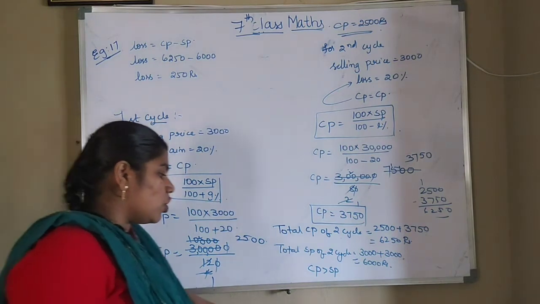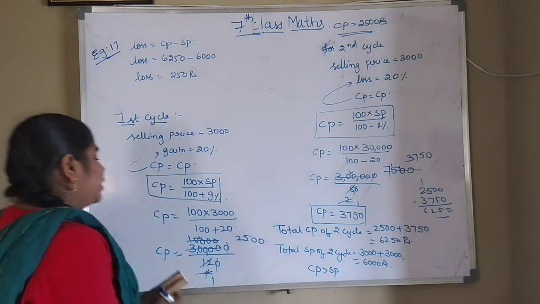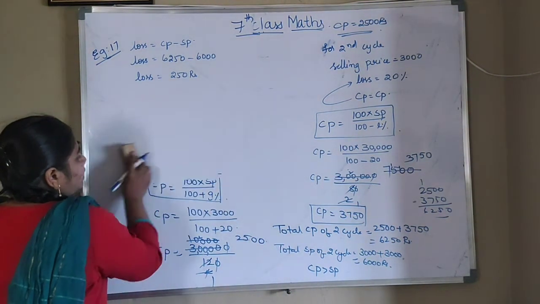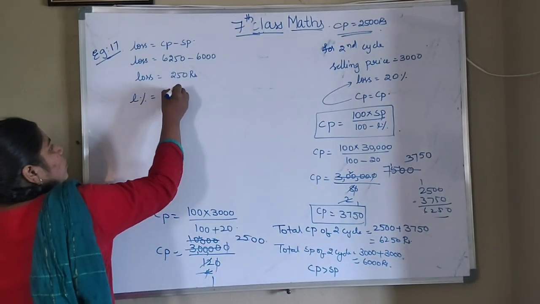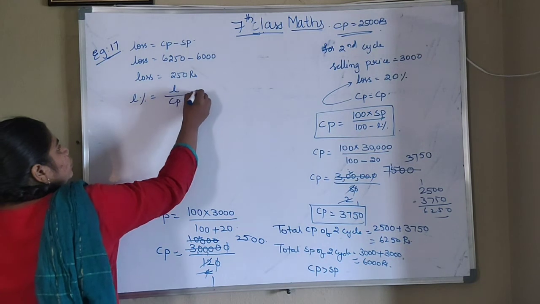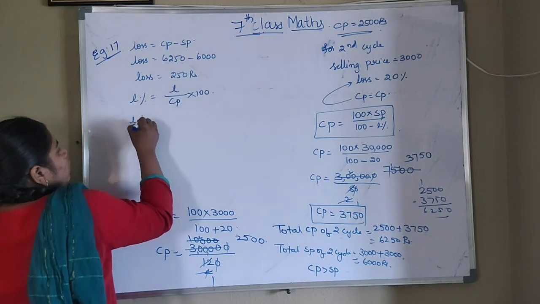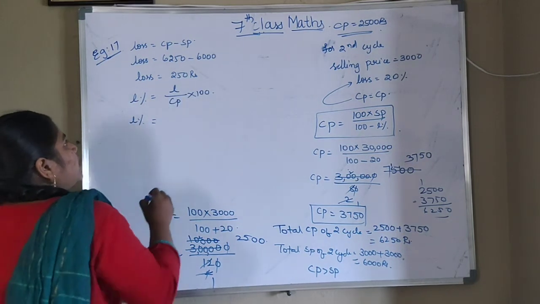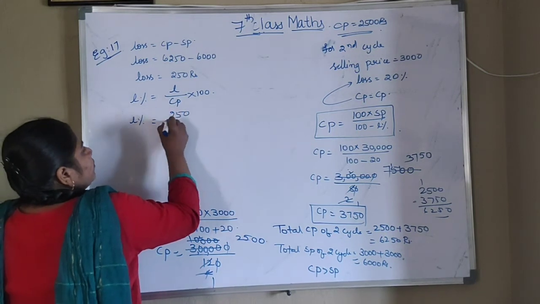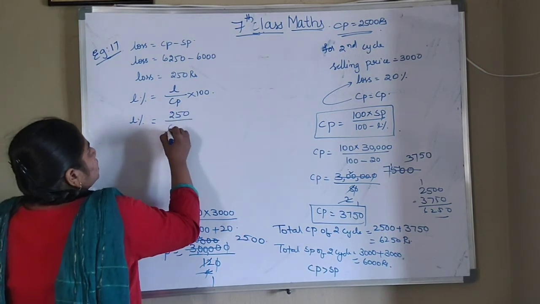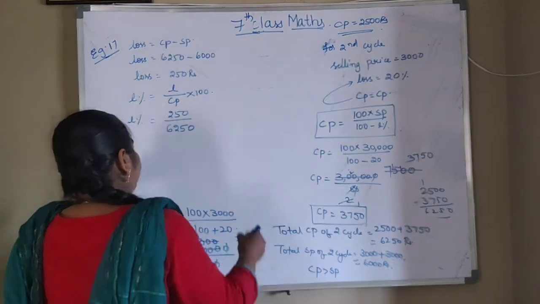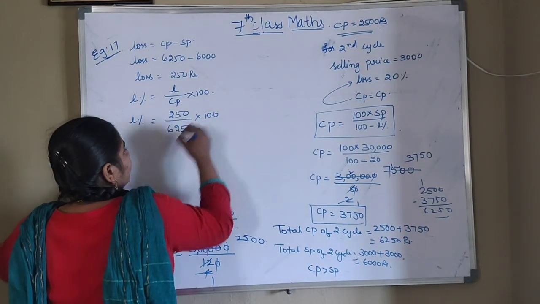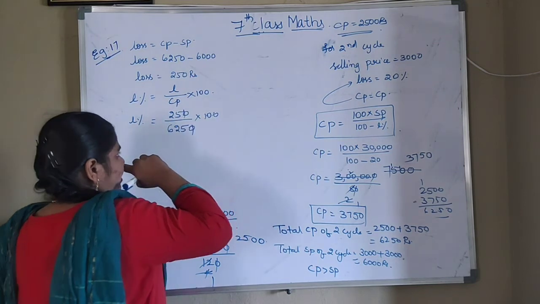Now for this loss, we have to find the loss percentage. So how to find the loss percentage? Loss percentage is equal to loss by CP into 100. So loss percentage is equal to, loss is how much? 250, by CP, how much? 6,250, into 100. So the 0s will get cancelled.